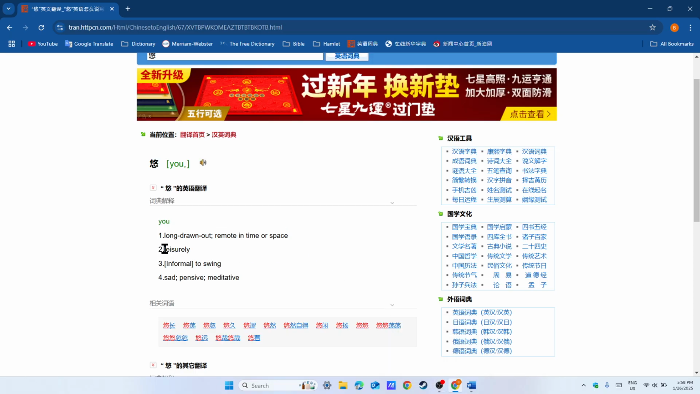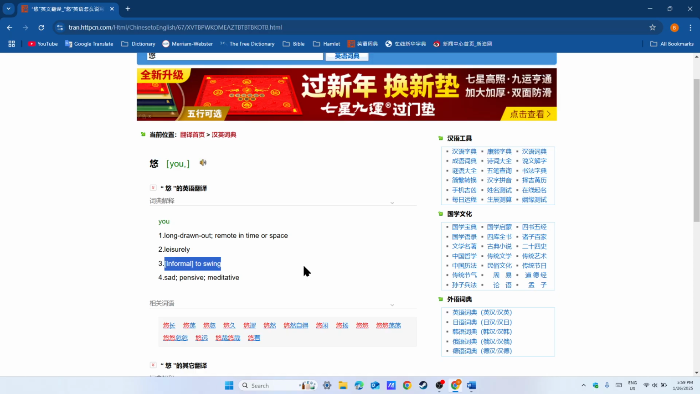Okay, and the second explanation is leisurely. Leisurely is an adverb, but in Chinese, this 悠 is not an adverb. When combined with other words, normally it means some kind of verb, and so leisurely. You can say the meaning is leisurely or leisure. Okay, this is correct. And informal, to swing, and to swing too. It's a kind of cheating.